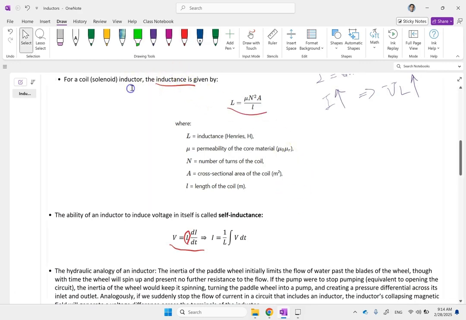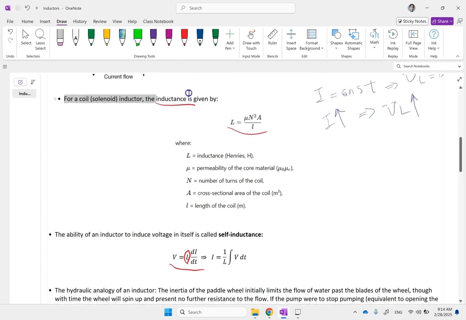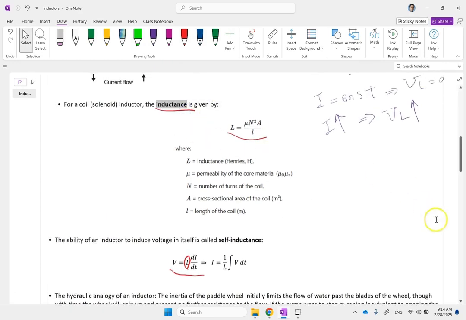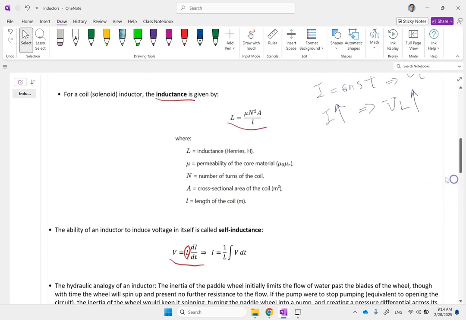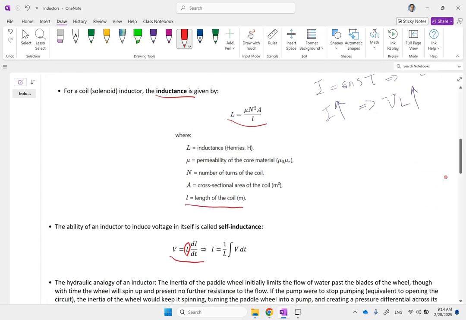And for an inductor, this inductance is given by mu n squared A over L, where L here is the length of that coil, n is the number of turns, the same n that we had above, mu is the permeability of the core, A is the cross section of the coil, and capital L is that inductance that, as I said, you are measuring in henries. Okay? So we have two L's here. Pay attention. This capital L is inductance. This small l is the length.